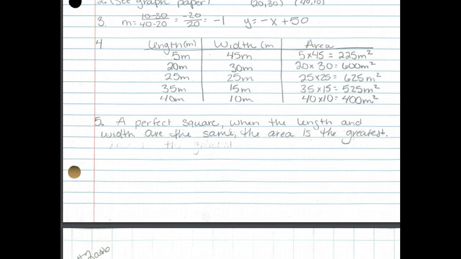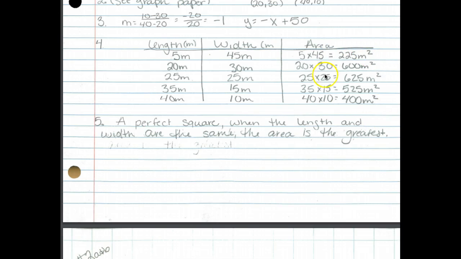Question number 4 told us to calculate the area of each rectangle and organize all of your information in a table. So I had rectangles with a length of 5 and a width of 45, so the area would have been 225 meters squared, because to find the area of a rectangle, it's length times width. And then I had 20 times 30, which would give me 600. 25 times 25 gave me 625. 35 by 15 gave me 525. And then 40 by 10 gave me 400 meters squared.